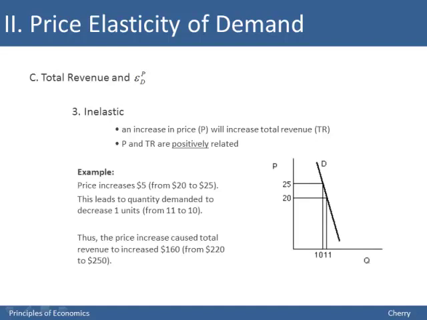So here's an example. Let's suppose that price increases by $5 from $20 to $25. And this leads to a quantity demanded change of 1 unit, say from 11 to 10. So you can see graphically the price increase is going to generate more additional revenue than what's lost in the declining sales. So the price increase is going to cause total revenue to increase in this case. Now it says here 160, but that's a typo because the total revenue goes from 220 to 250, so total revenue increased by $30, not 160.